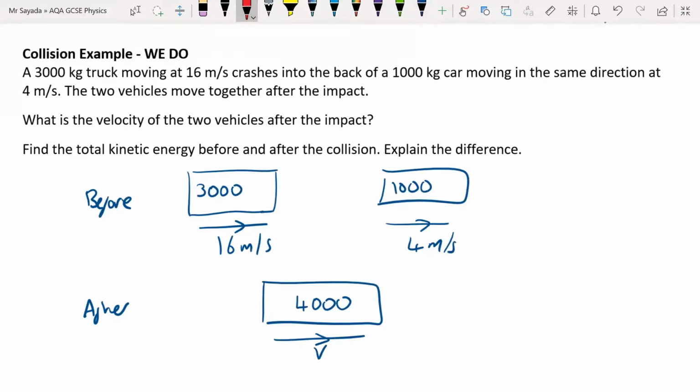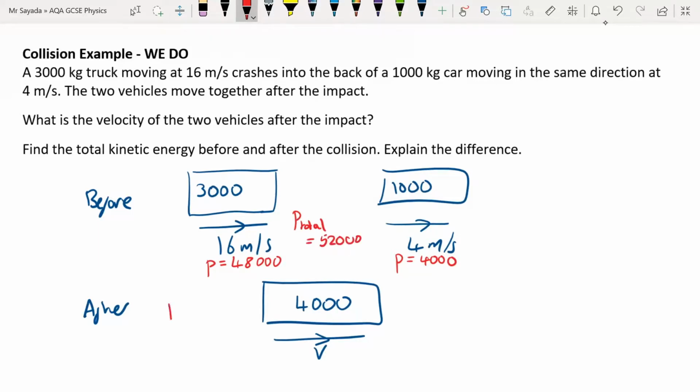So let's work out the total momentum before. So what's the momentum of this one before? Say your answer to the video now. Well, you can always use a calculator if you find this kind of thing difficult, but it's 48,000 kilogram meters per second. What's the momentum of this one before? You should have said 4,000. So what was the total momentum before the collision? Say your answer to the video. You should have said 52,000.